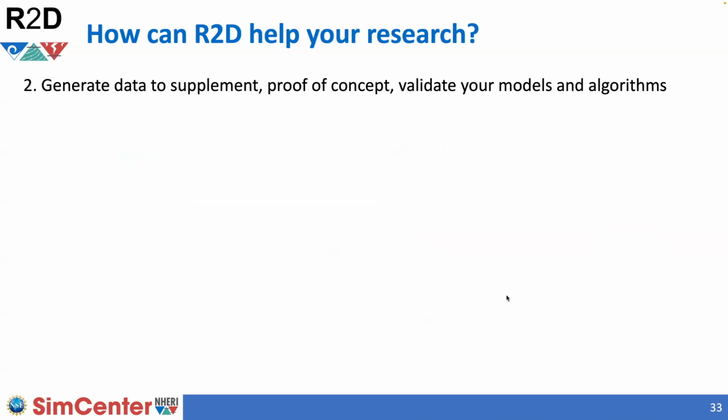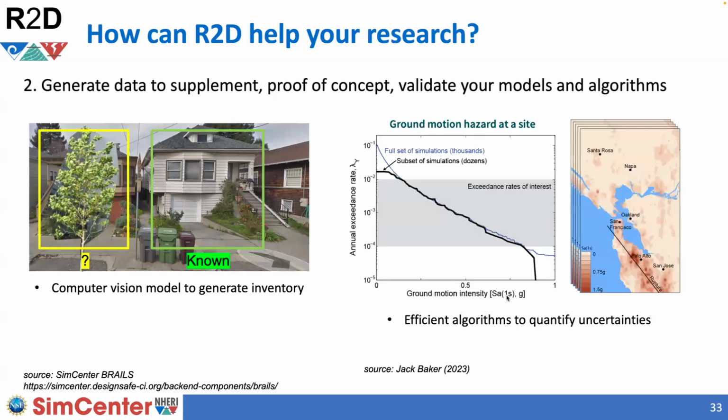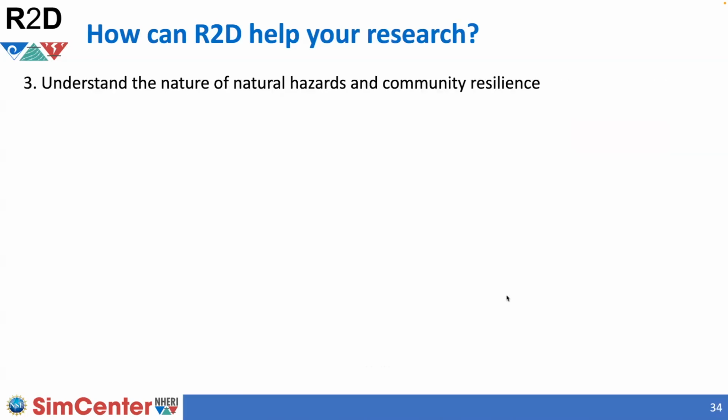A second idea for how you can use R2D in your research is that R2D can help you generate data to supplement proof of concept, and validate your model and algorithms. Whether you have a computer vision model to generate inventory data, or a smart sampling algorithm to efficiently quantify the uncertainties and risks, you can use R2D as a testbed to prove the concept of your methodology and perhaps validate it.